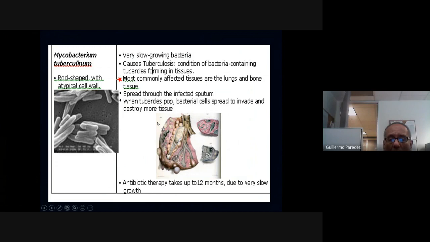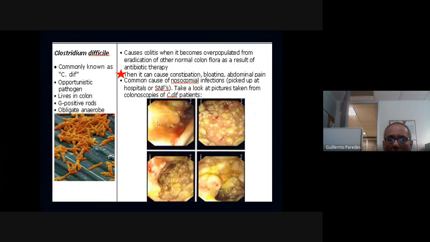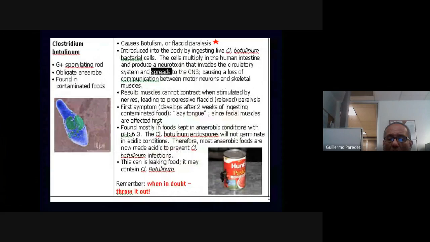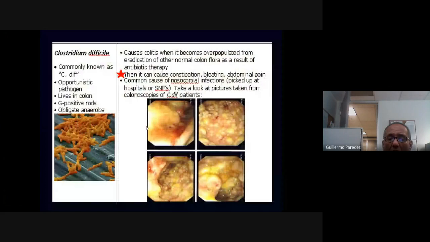All right, so here we have the Clostridium difficile. Look at this. We have Clostridium difficile, Clostridium perfringens, Clostridium tetani, and Clostridium botulinum. So we are going to talk about the Clostridium. All the Clostridiums are going to sporulate. And we already talked about Clostridium difficile when we talked about the gut flora.